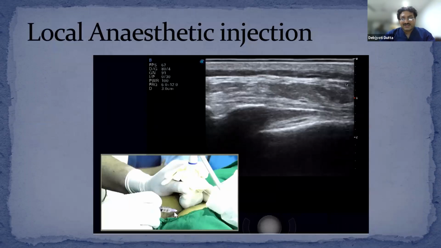Now you can see first local anesthetic is being injected and you should choose a point slightly below. If you choose very close, the problem is again the needle will not be viewed very clearly. So we need to choose a point that is slightly lower, and this usually merges with our usual point which we take for injecting under fluoroscopy.